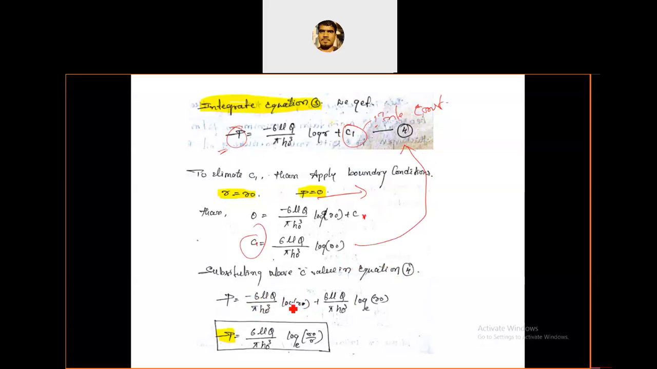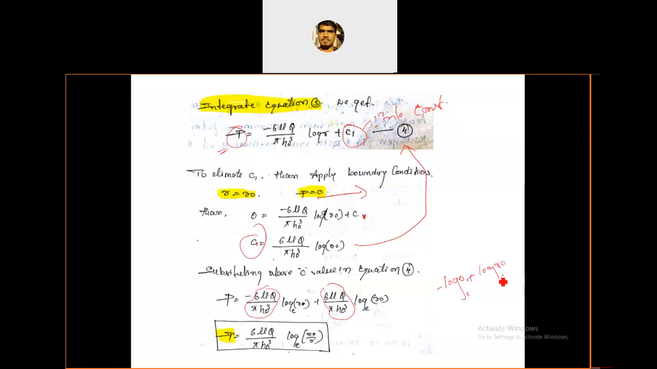So log base e, we can call it ln. Correct? Either you can write ln or log base e. Okay. So r, and here the c value is this one. And here you just take the common outside. What are the common values? I will take common outside. So if you take the common outside, then the remaining is minus log r plus log r naught.